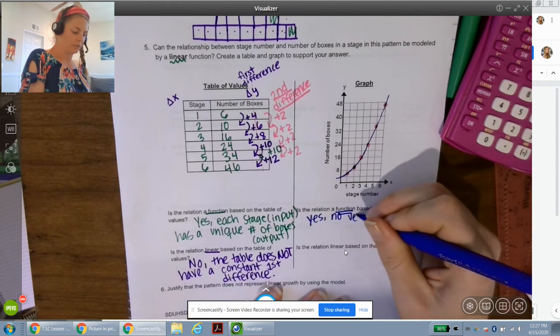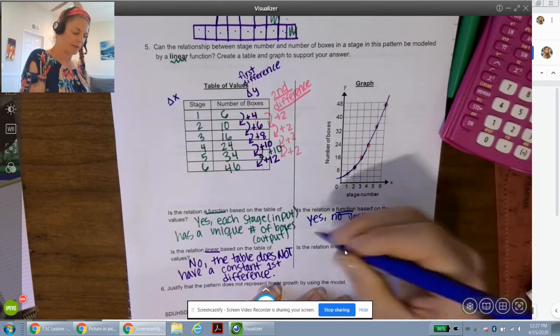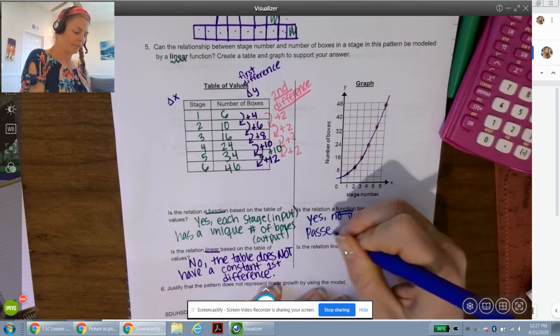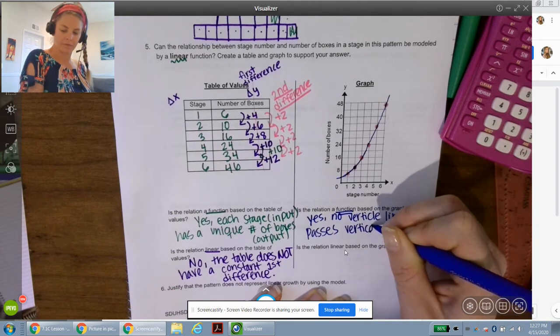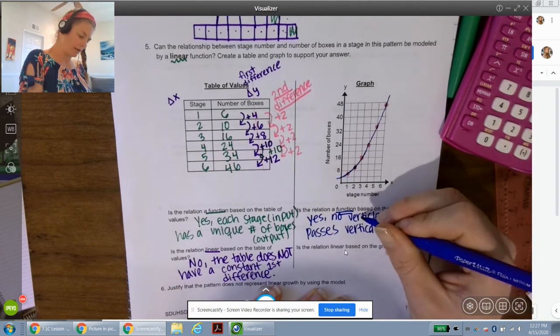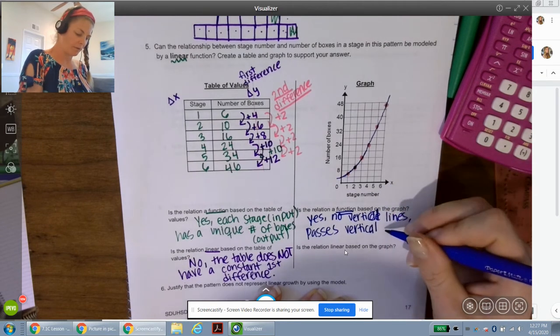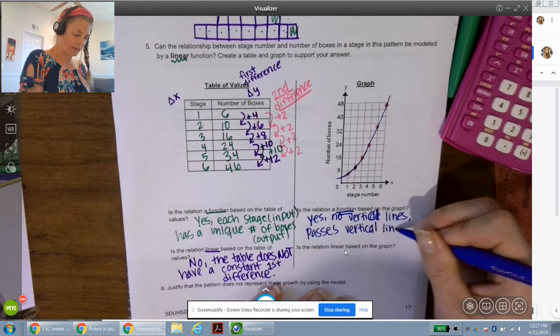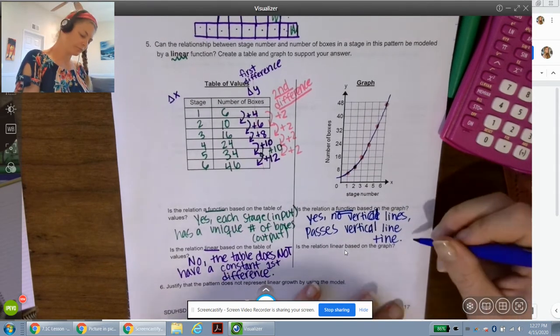No vertical lines. We can also say passes vertical line test. Why did I not spell that right? Vertical. Vertical line test. The VLT.